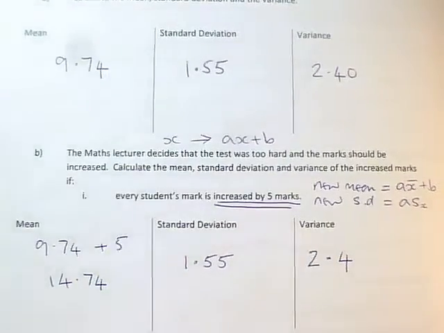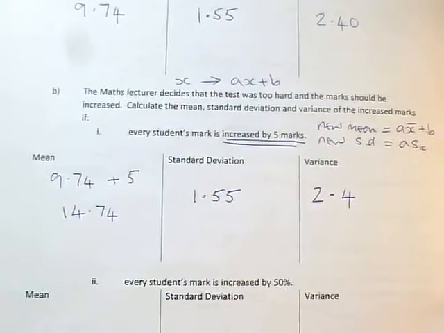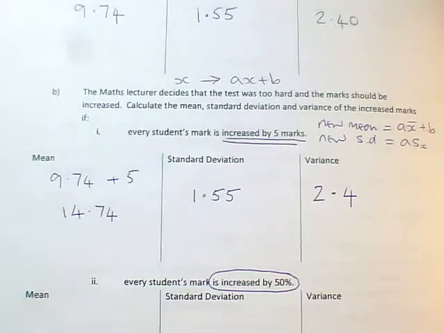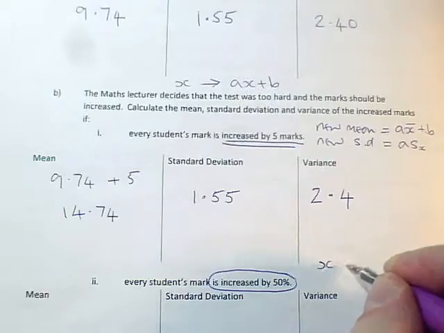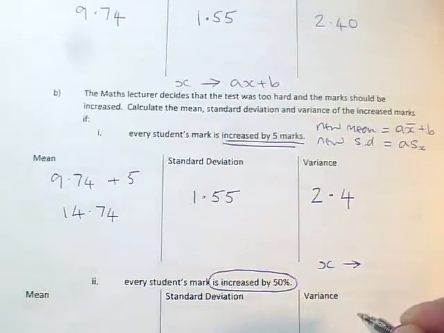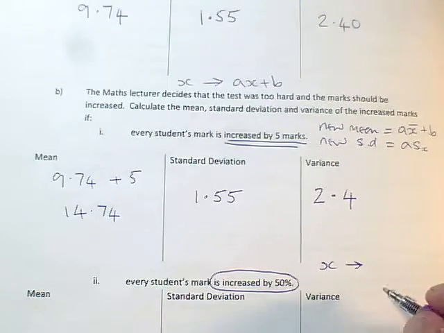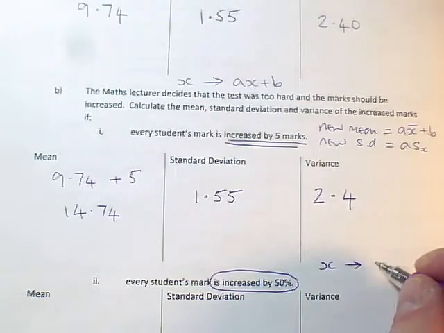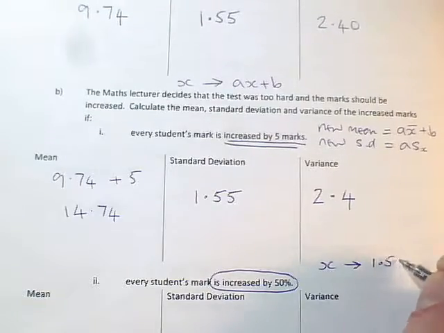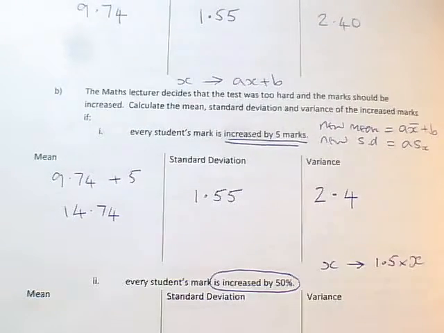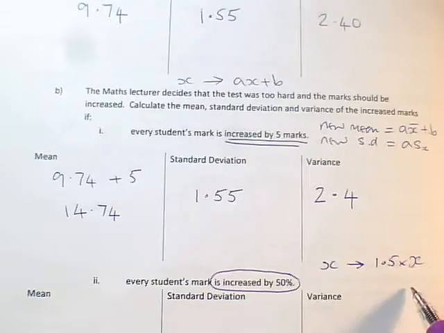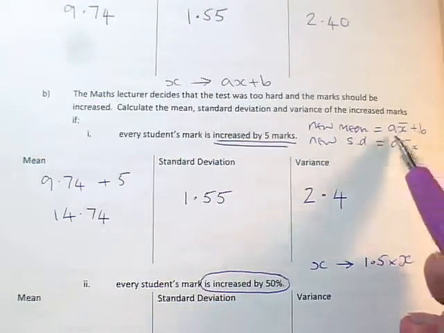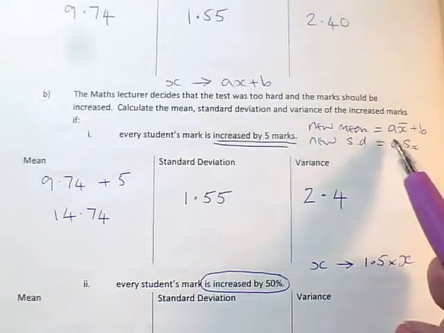But in the second follow-up example, I've now got every mark being increased by 50%. So what's happening to each mark? Each mark x is being increased by 50%, but when we do percentage changes, we need to think that 50% is a half, but we've still got the original there, so actually we're doing 1.5 times x.